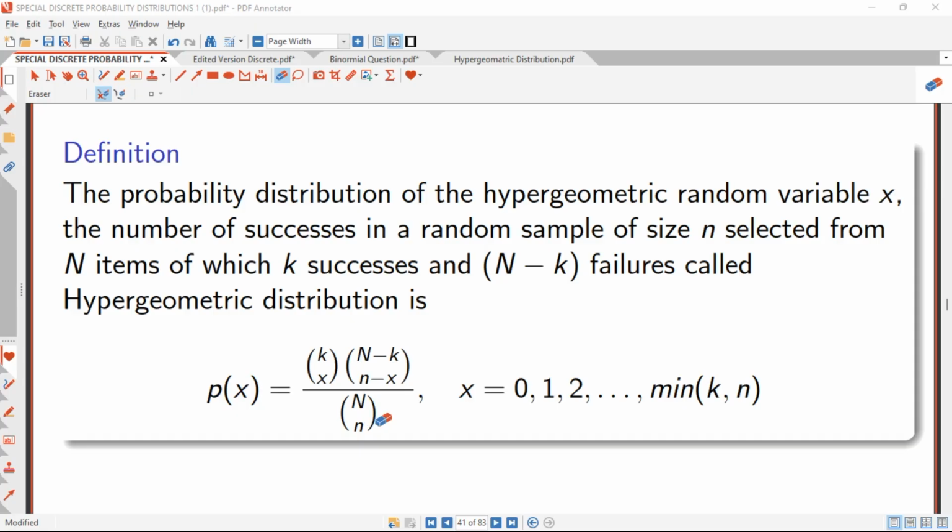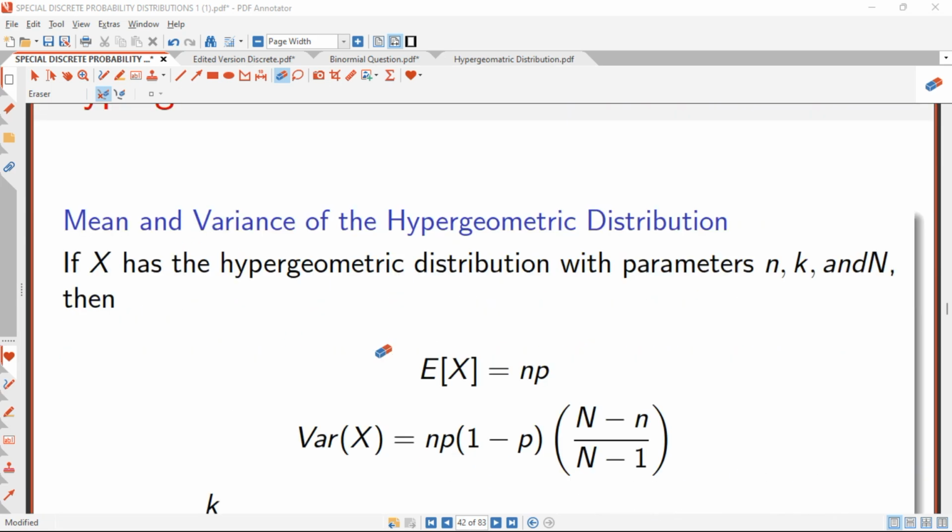Here the k will be the successes, and x will be the random variable. Our N will be the N items, I mean the bigger population. And then our n will be the sample that is selected from the N items, and already we know our x to be our random variable. So this is the PMF for the hypergeometric distribution.